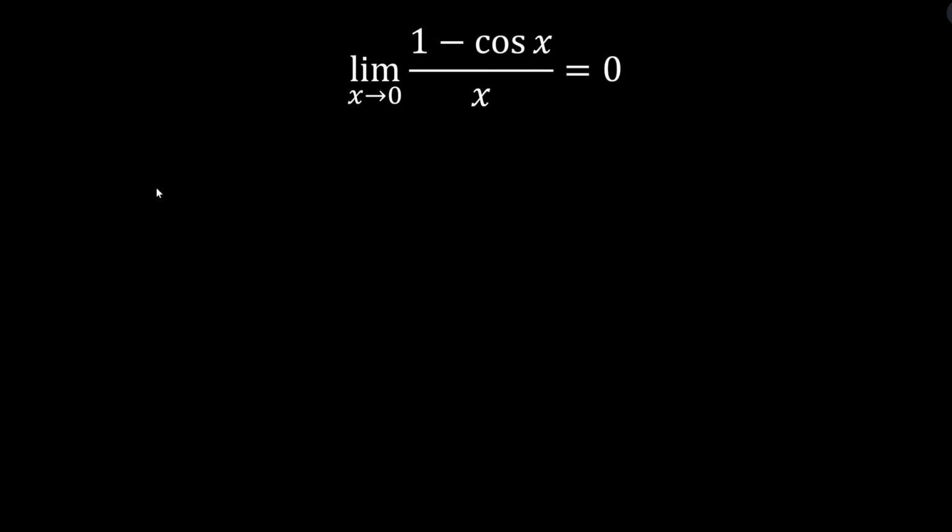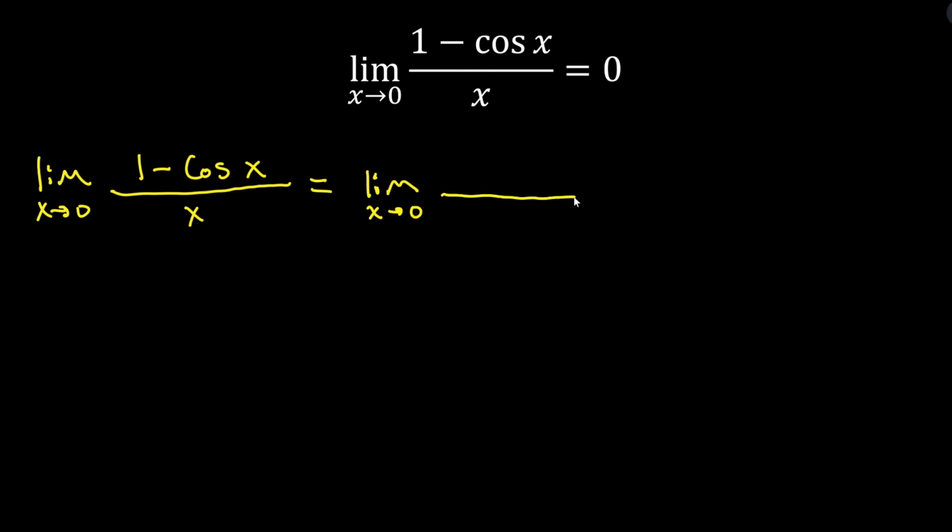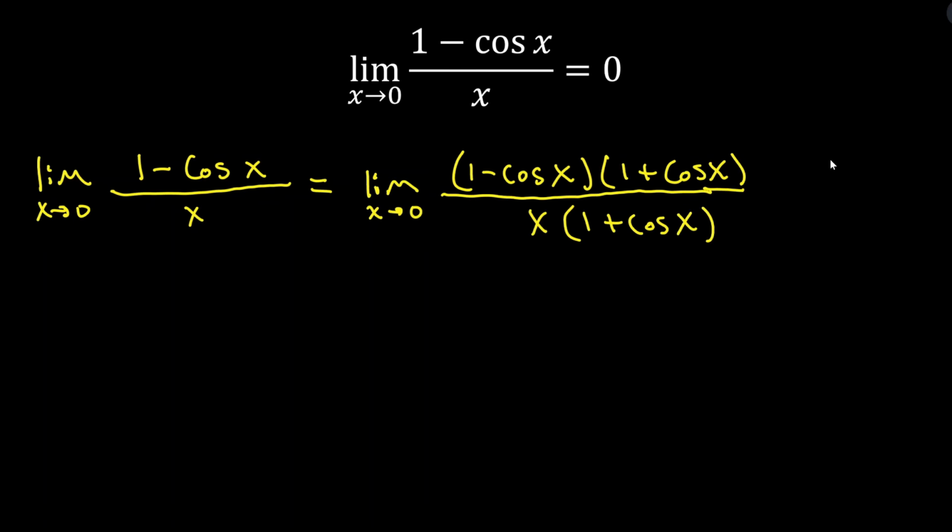We're going to write the limit as x approaches 0 of 1 minus cosine x over x as equivalent to this other limit. We're going to multiply the numerator and denominator by 1 plus cosine of x, so we can use a Pythagorean identity. So let me go ahead and write that out. So here we go. These two limits are in fact equal. I multiplied by 1 plus cosine x over 1 plus cosine x.